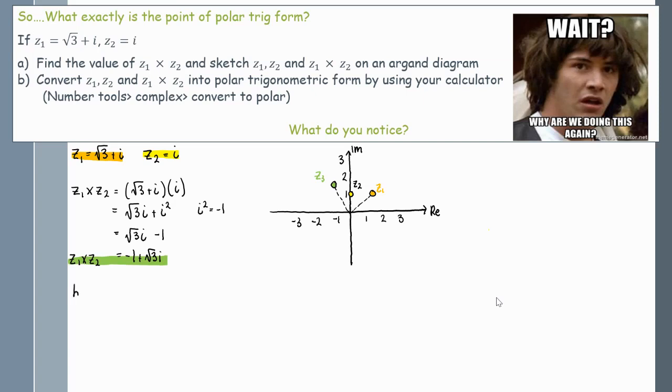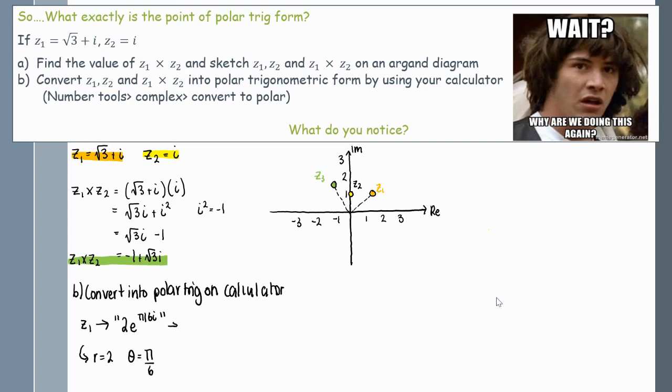The next thing we're going to do is convert z1, z2, and z1 times z2 into polar trigonometric form on your CAS calculator. So you go to number, complex, and then convert to polar. If I convert √3 plus i, so z1, into polar form on your calculator, what you actually end up with is called polar exponential form. It will spit out something that looks like this: 2e^(iπ/6). But you can use this to write it in polar trig form. The 2 will give you your r, or your modulus, and your theta will be whatever's in that exponent next to the i. So in our case, it will be π/6. So the polar trig form of √3 plus i will be 2(cos π/6 + i sin π/6).